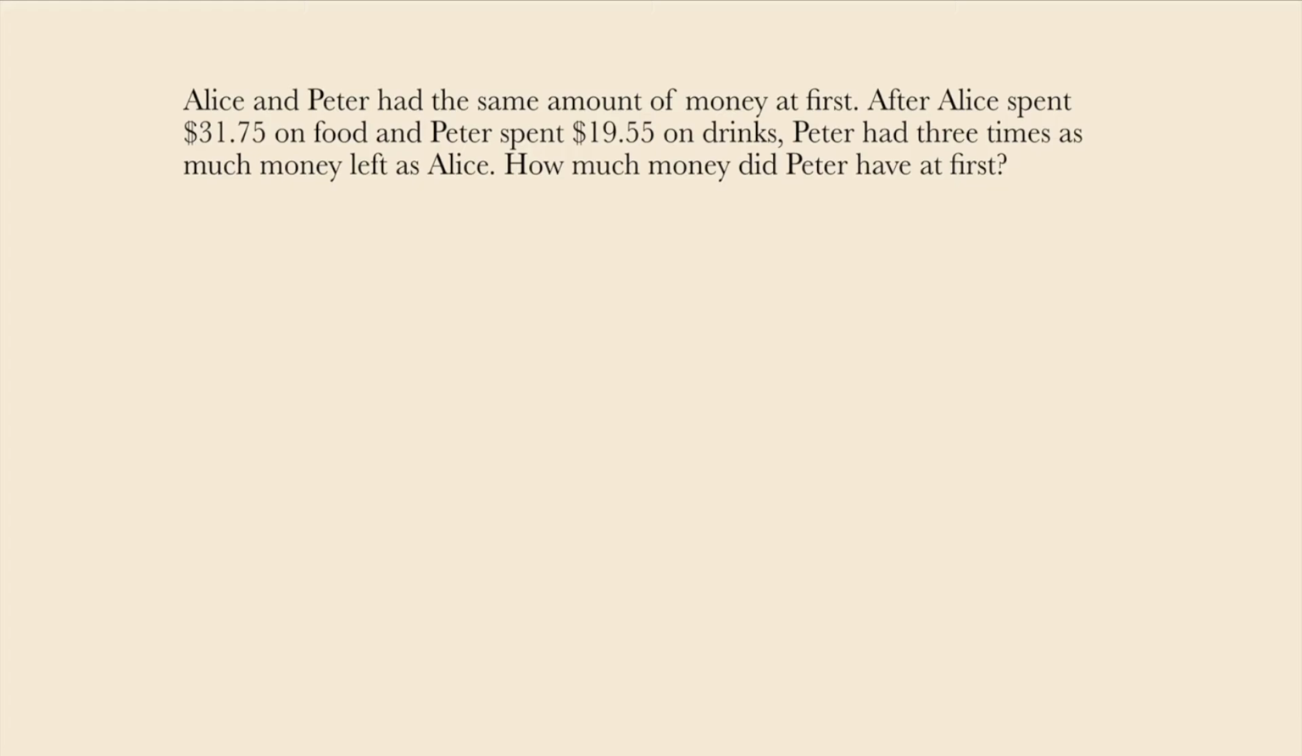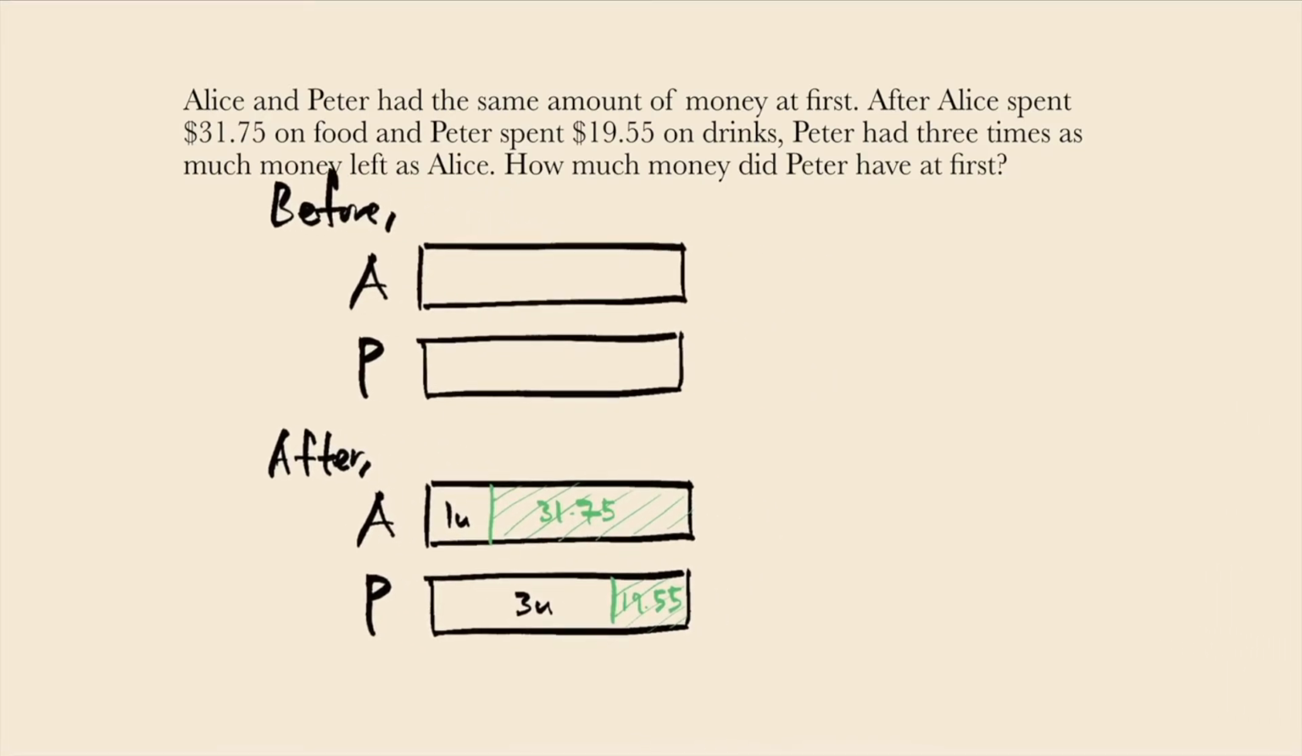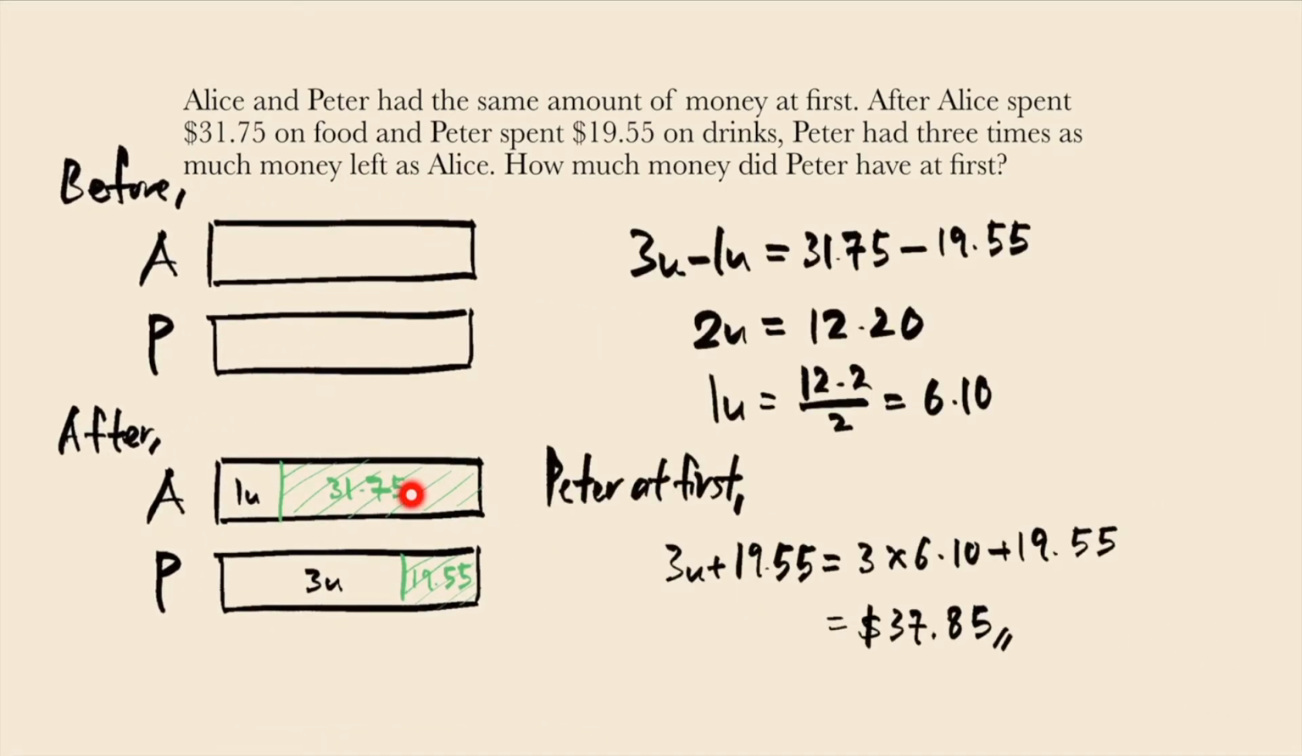Alice and Peter, same amount at first. After Alice spent this amount and Peter spent this amount, Peter had 3 units, Alice had 1 unit, which means taking the difference between these two quantities, we will find 2 units. So let's do that. So 31.75 minus 19.55 gives us 2 units being 12.20, 1 unit is 6.10.